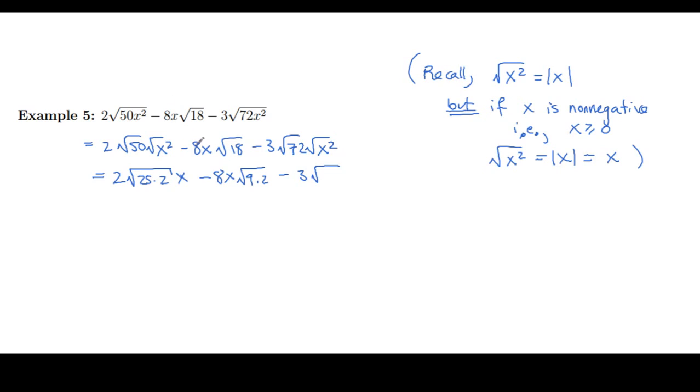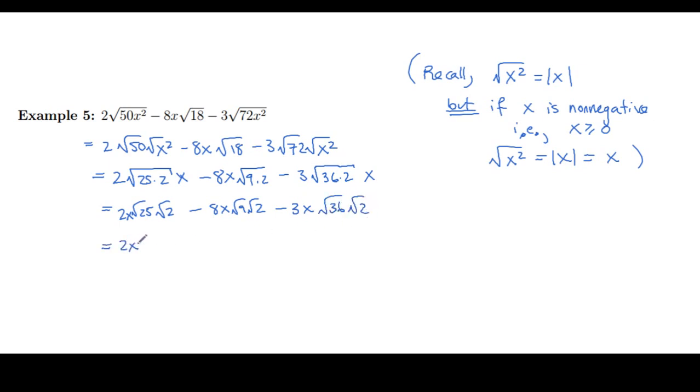So 36 times 2, and 36 is a perfect square, right? Square root of x squared, we'll just make that an x again. And keep simplifying, we have 2 root 25, root 2, and an x. You know what, this x, let's bring the x over here. It's standard to kind of put all this stuff that doesn't have a root anymore in front of all the radicals. And then we'll have 8x root 9 root 2, and then minus 3x root 36 root 2.